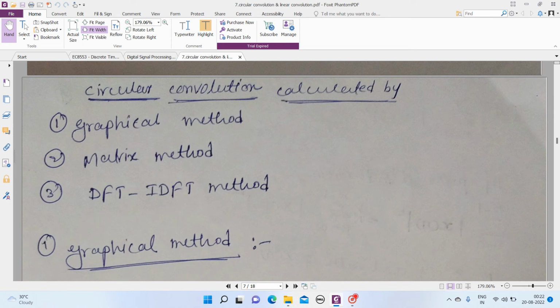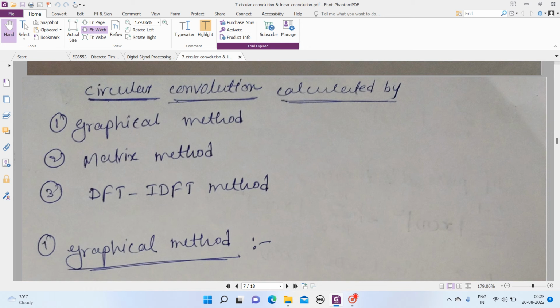They have mentioned the Anna University questions with the year. Please concentrate on those problems, solve them and practice them many times. The percentage of such questions in your exams is high, so study well from the exam point of view. Today we will discuss circular convolution.